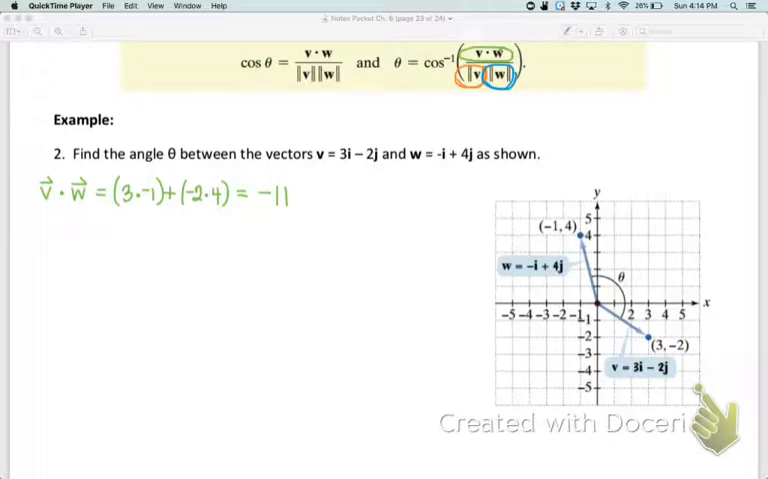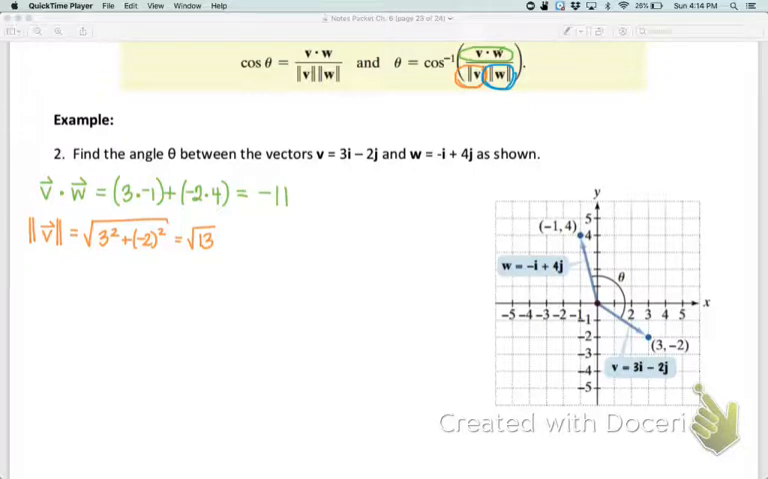Then we need the magnitude of v. So that is the square root of a squared plus b squared. So in this case, that's 3 squared plus negative 2 squared, which is going to be the square root of 13. And we're going to leave it just like that. Don't make it a decimal, because the more times we round, the further off we are going to be, okay?